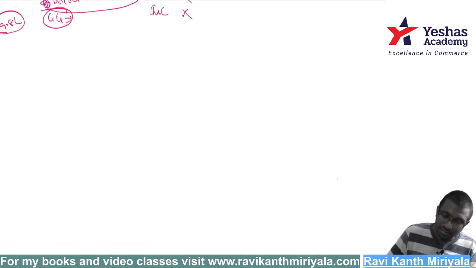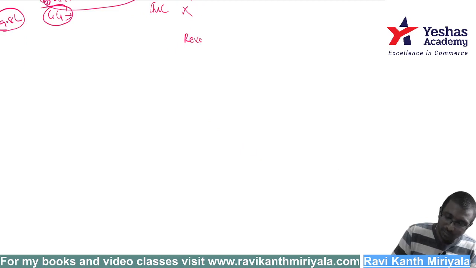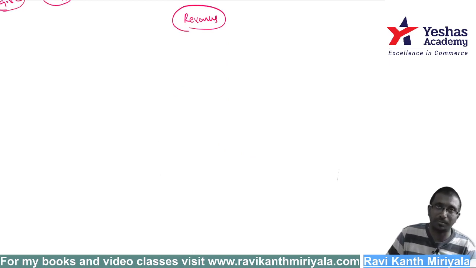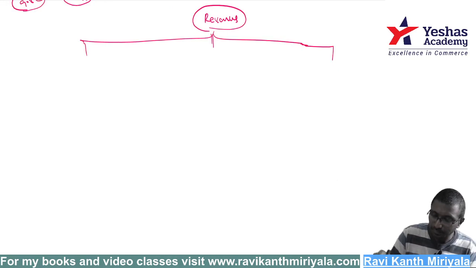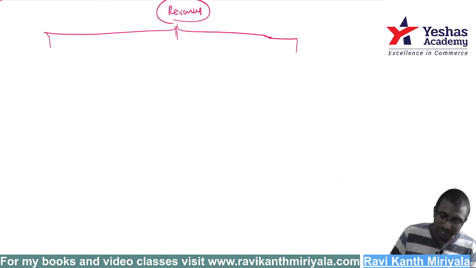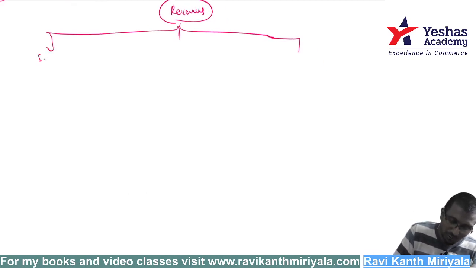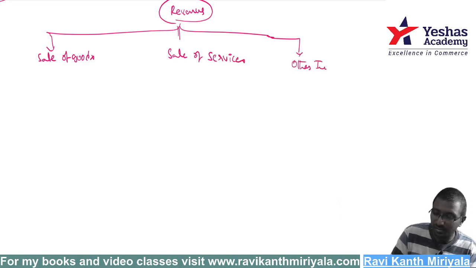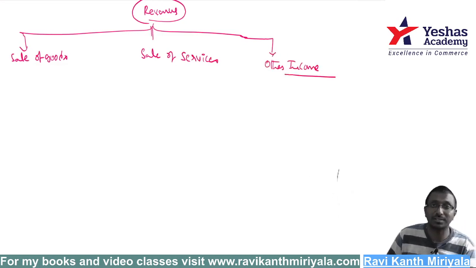Whatever I am telling about revenue, actually we don't discuss all kinds of income or all kinds of revenue. This standard has a limited scope. Observe what it says. Revenue from sale of goods, that is the first one. The next one is sale of services. Next it says other income. The standard discusses only these three things.